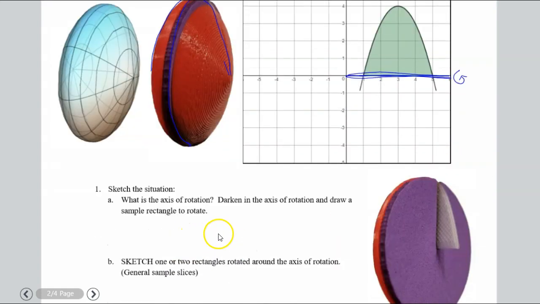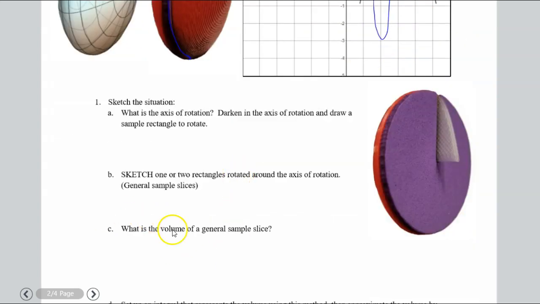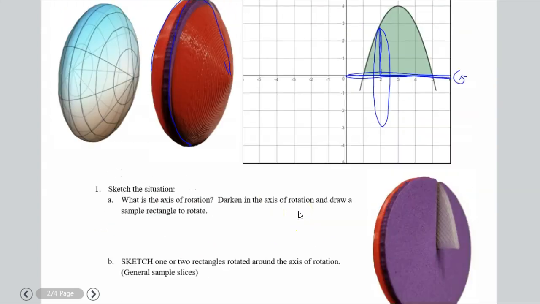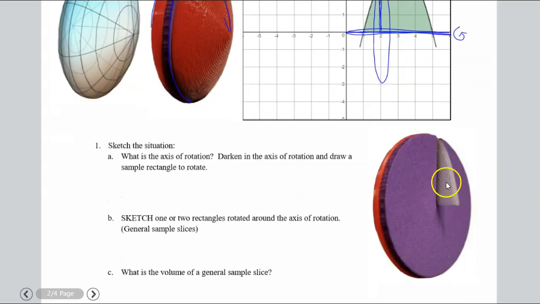Draw a sample rectangle, and then we're just going to rotate it around our axis. So I want to draw it, say maybe we'll put one here and rotate it around. That would be something like this. All right. And then what is the volume of a general sample slice? So we're going to want to put in what is the r and that sort of stuff. So you can kind of see a cross section here.